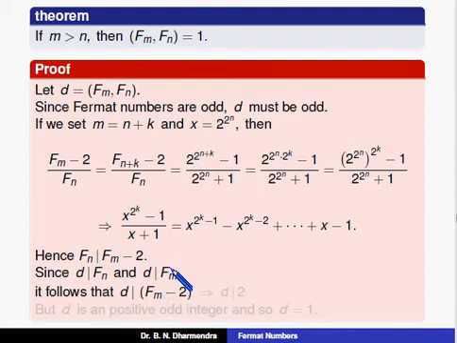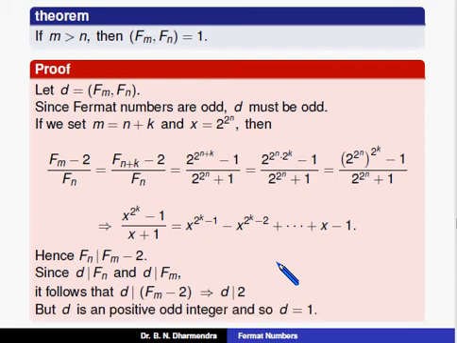By using these two terms, when I take d divides fm minus (fm minus 2), fm gets cancelled, and that can be written as d divides 2. So this is not possible because d must be odd. You can conclude that d must be a positive odd integer, and d must be equal to 1. The conclusion is that fm and fn are relatively prime if m is greater than n.